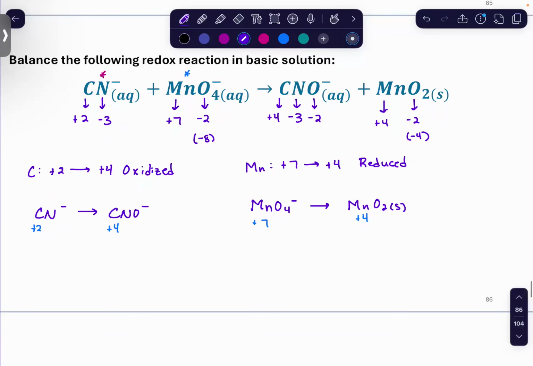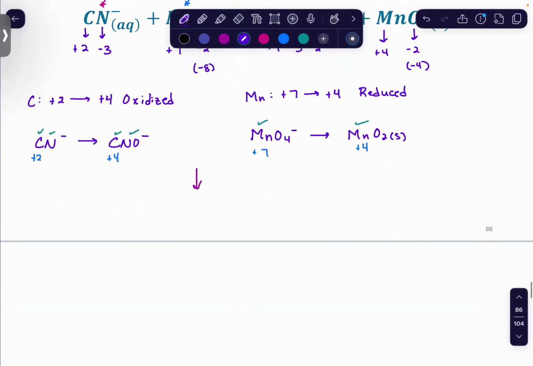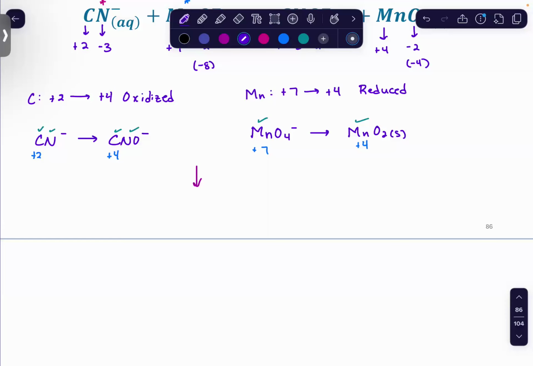Okay, so now, next, we would be balancing atoms other than oxygen and hydrogen. However, that's already done. Carbon, carbon, one nitrogen, one manganese, one manganese. Okay, so now we can just move on to using water to balance oxygen. Okay, so your oxidation half reaction is going to get a one water molecule on the left due to the one oxygen.